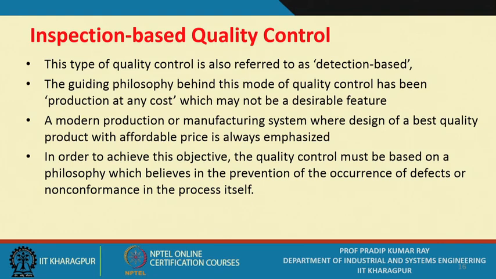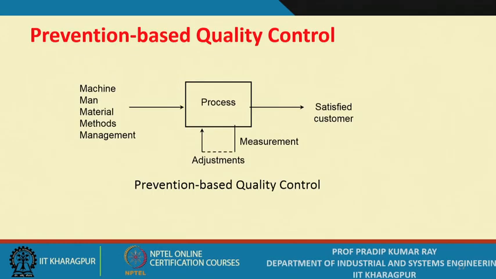That means this is how long you can continue the inspection-based quality control. So obviously you will be producing defects, and it becomes a way of life. Okay, so you are detecting it, fine, but can you not prevent the occurrence of such defects or defective items? When you do that, we move from inspection-based quality control to prevention-based quality control.